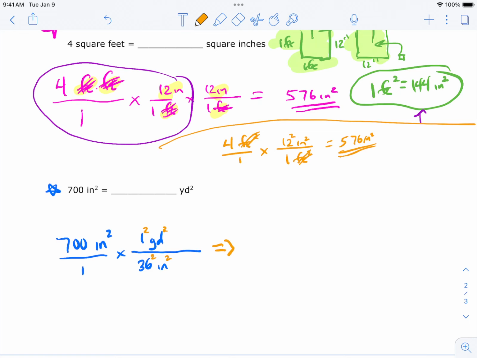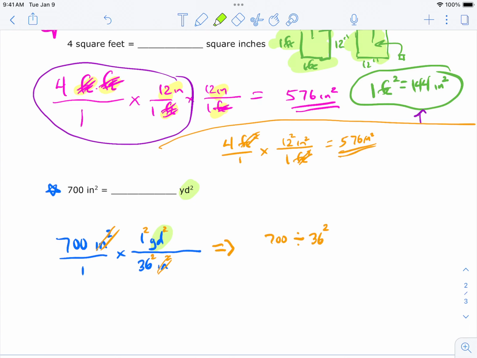What I'm doing is taking the 700, multiplying by 1 squared, which doesn't do anything, and dividing it by not 36, but 36 squared. Notice the inch squareds cancel the inch squareds, and I'm left with a yard squared, or a square yard. So, okay, let's do it. 700 divided by 36 squared, boom.